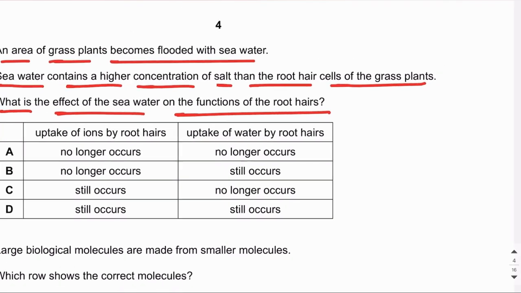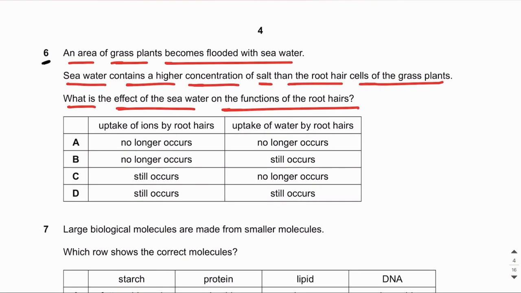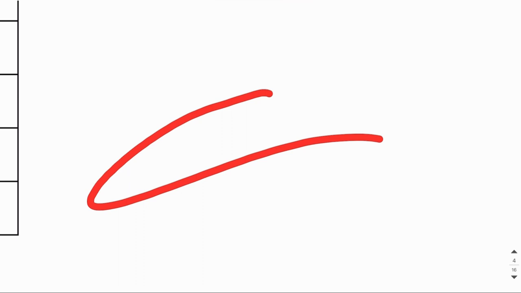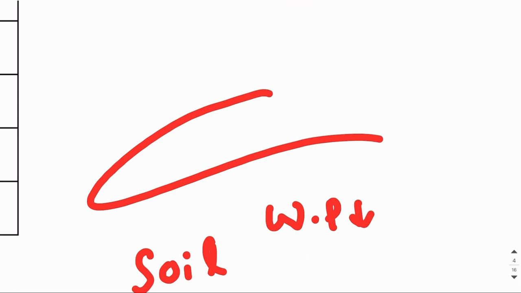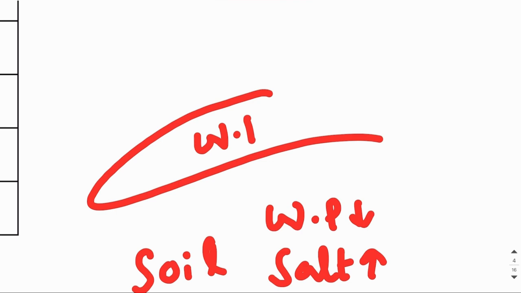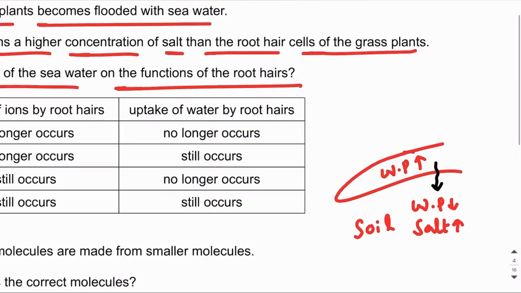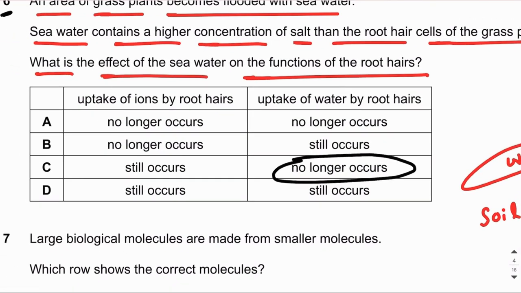If there is a high concentration of salt in the soil, the water potential of the soil will decrease, right? And the water will not be able to go into the root hairs. Do you understand this or no? For example, if this is a root here, and this is the soil around the root, the water potential is now low because salt concentration is high, right? And over here, in the root, the water potential is higher. So the water cannot go into the root. Instead, it will come out of the root, right? So the uptake of water by the root hair no longer occurs.